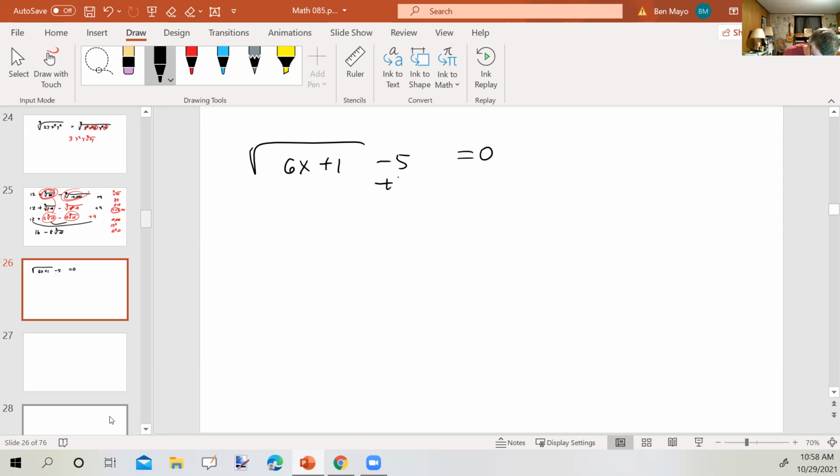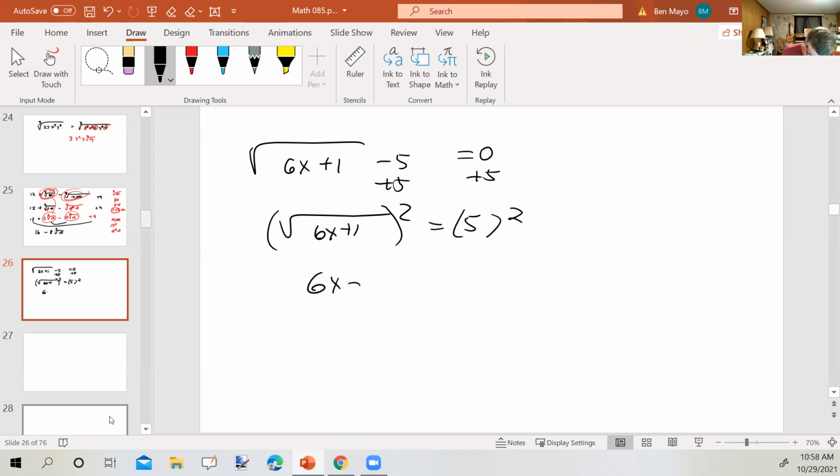So the first thing I would do is isolate the radical. Then I would raise both sides to the appropriate power. Since I'm taking the square root, I square both sides. If I was taking a cube root, I would cube both sides. A 4th root, I would raise both sides to the 4th power. So now I get 6x plus 1 equals 25. Subtract 1, 6x equals 24, divide by 6, x equals 4.